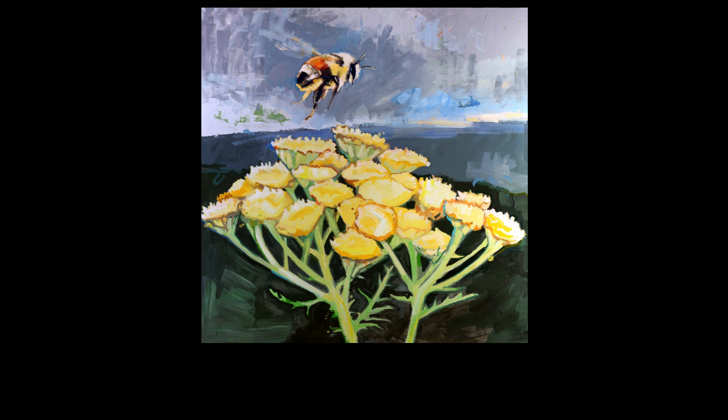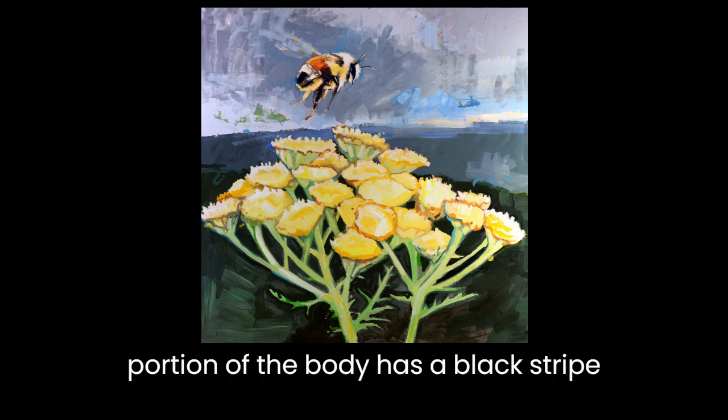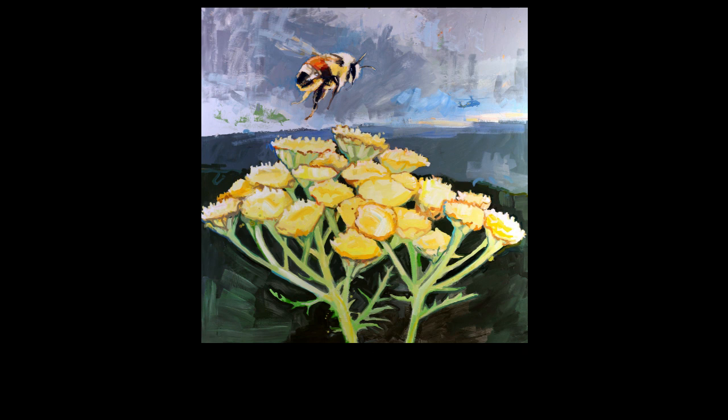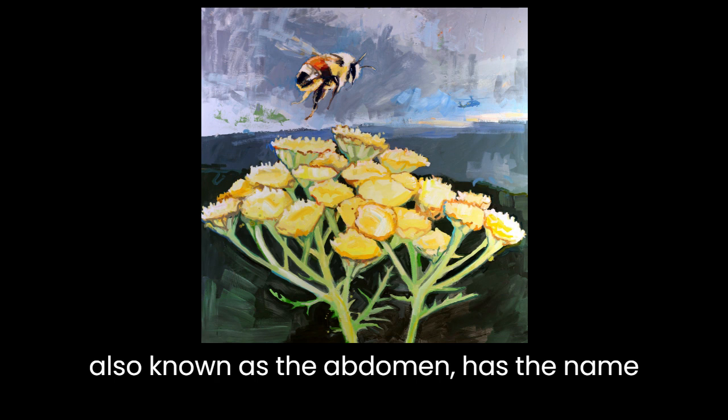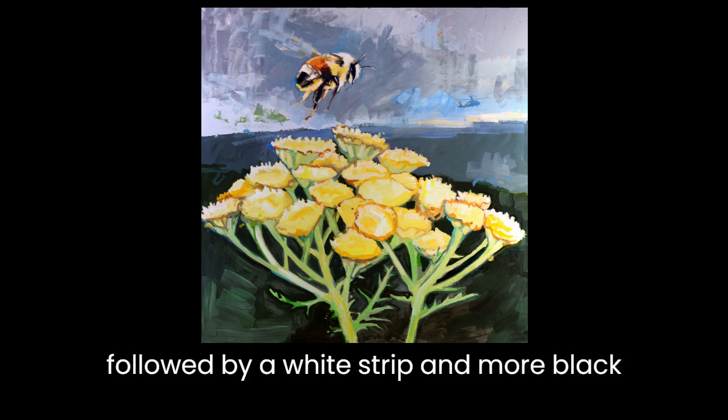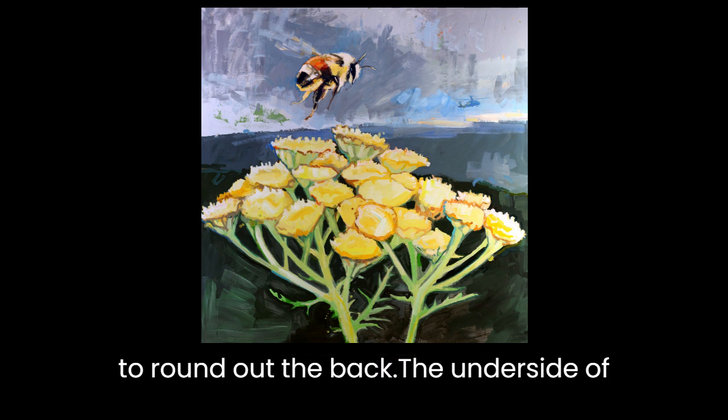The thorax, or second portion of the body, has a black stripe and is the attachment point of both wings. The third body segment, also known as the abdomen, has the name-giving rusty orange-red patch or belt, followed by a white strip and more black to round out the back.